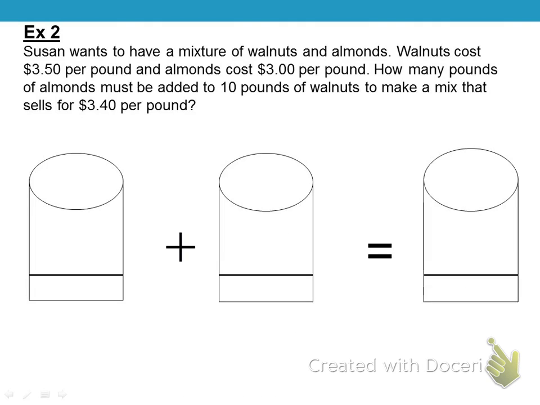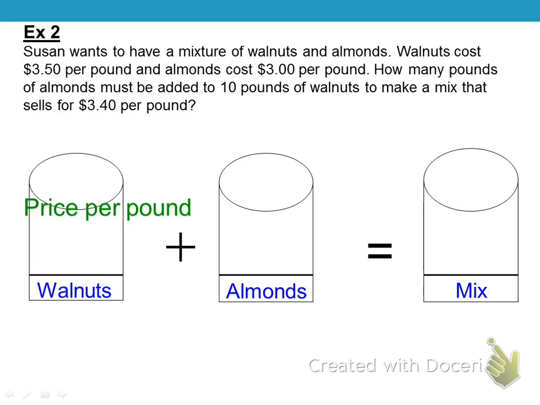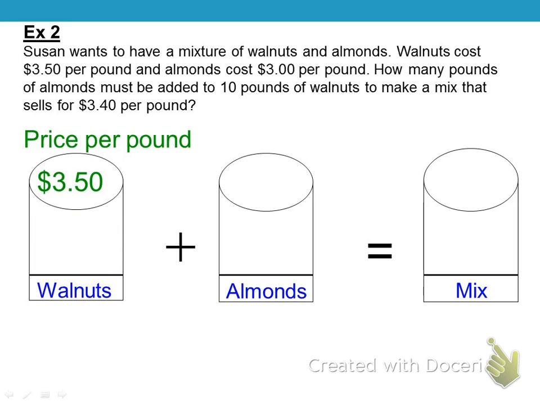So we're going to use those same old paint cans. The first one is going to be about walnuts. The second one is going to be about almonds. And the last one is the mixture that she's going to sell at whatever this nut sale is. All right, so walnuts are $3.50. How many pounds of walnuts does she have right now? 10.